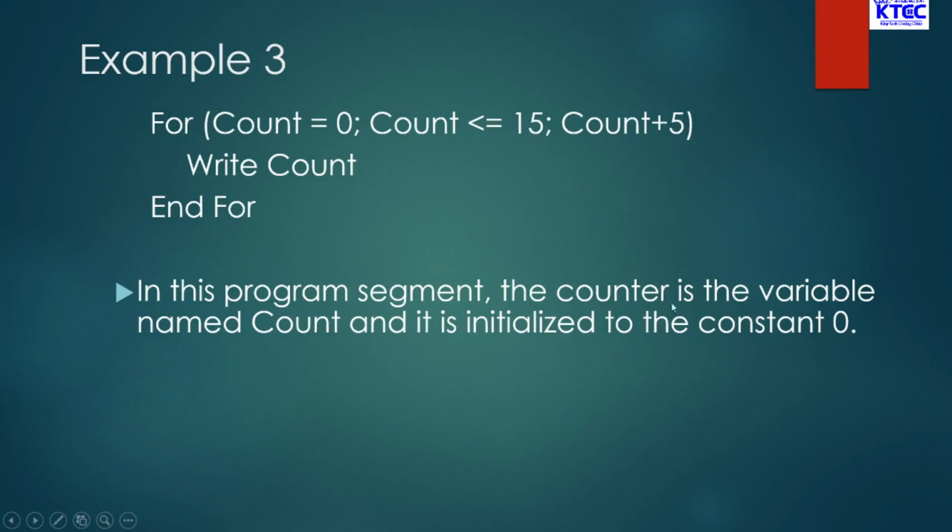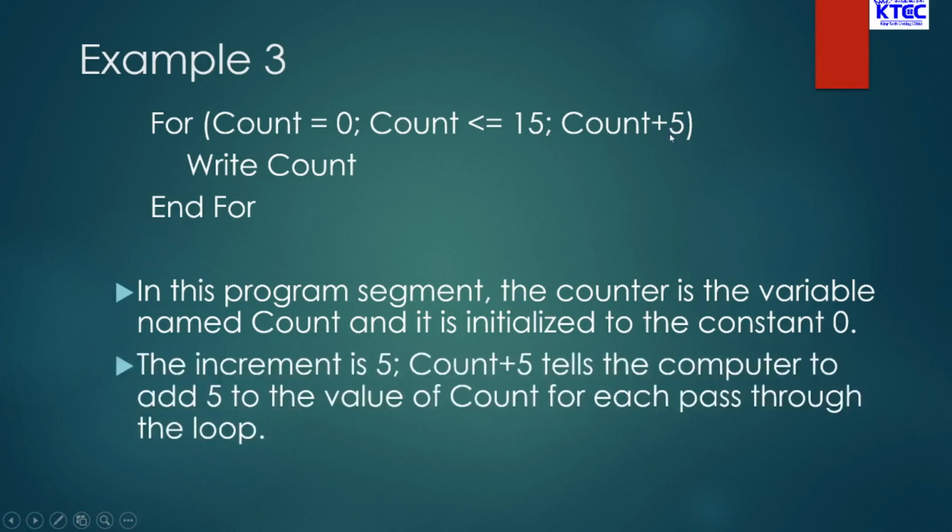So in this program segment, the counter is the variable named count, and it's initialized to what? The constant 0. So that is what we are talking about. This is the counter variable. It's initially set to be what? 0. But as it's looping, it's incrementing by what? 5, 5, 5 in that order. The same story here. So, count is equal to what?